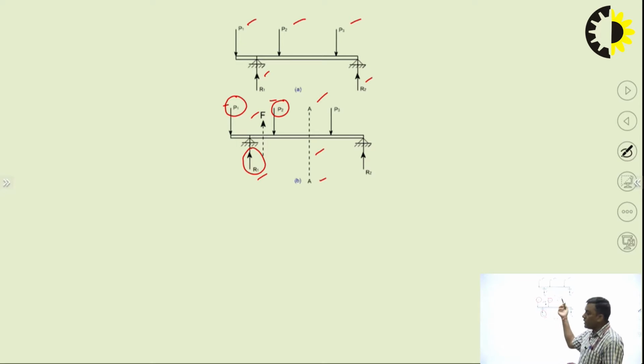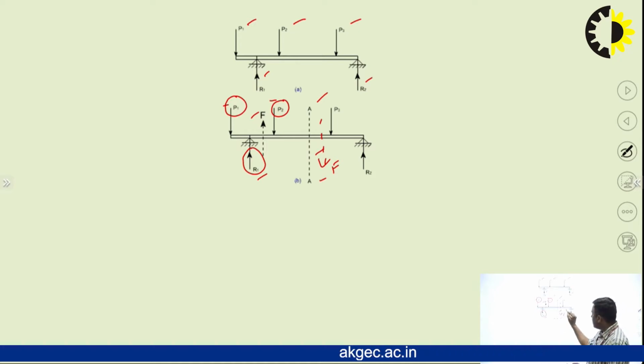It can be upward or downward, depending on the magnitudes of P1, P2 and R1. So F represents the shear force. It is not necessary that this shear force is only on the left side; it can be on the right side also. It is on both sides. If on the left side it is upward, then on the right side it will be downward, with equal magnitude and opposite direction.